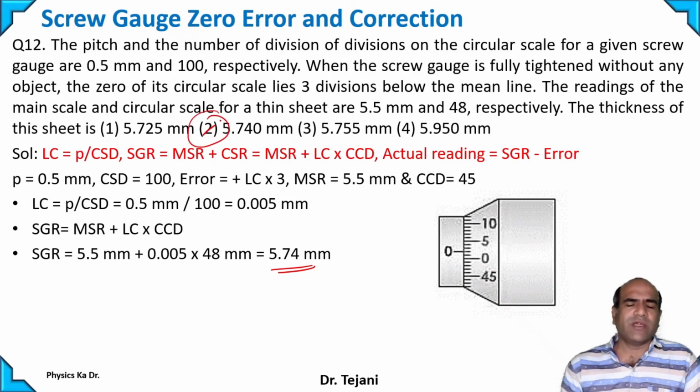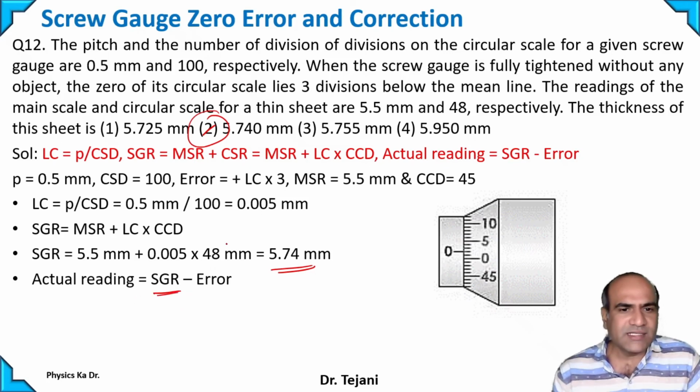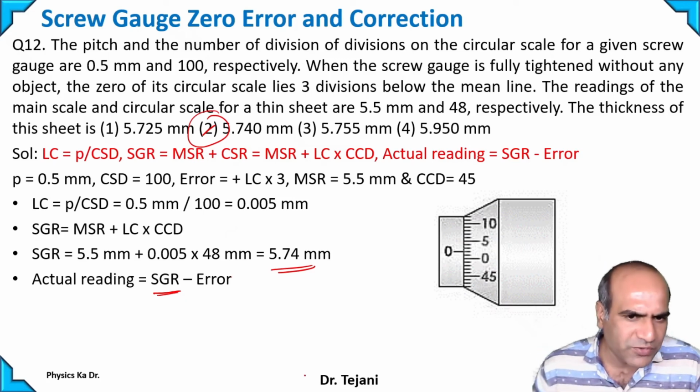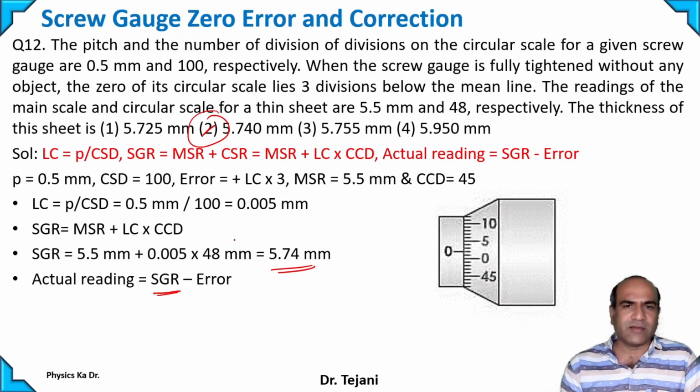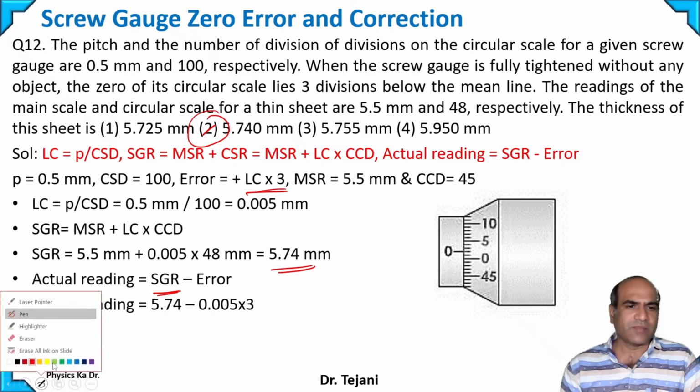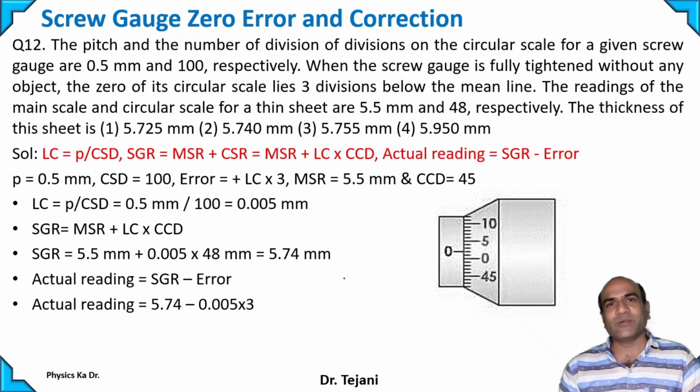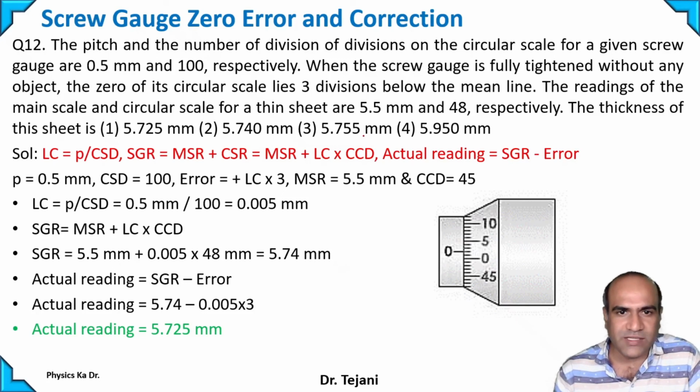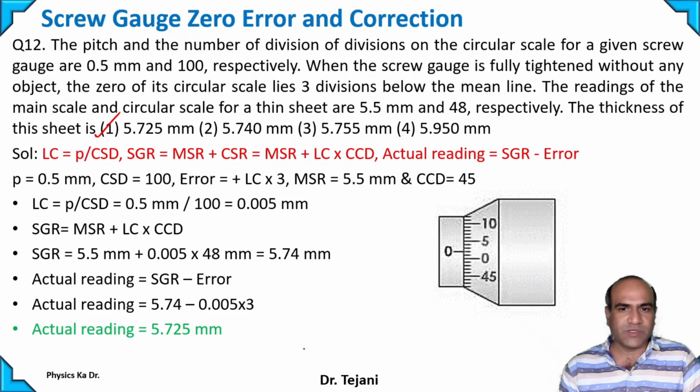But wait. It has some error. Actual reading is equal to screw gauge reading minus error. The error is a positive error, the least count multiplied by 3, that is 0.005 multiplied by 3. The answer is 5.725. So do not stop at the earlier value, that is not the correct answer. This one is the correct answer.